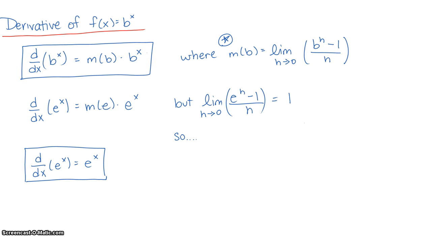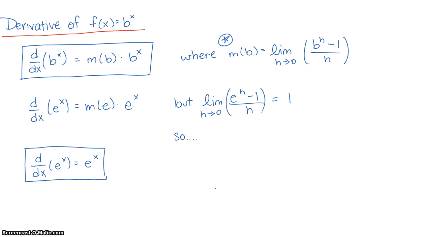Now we're going to look at the derivatives of an exponential. Now, there's a little side note here. We're going to come back to this in a couple of sections. If we have the derivative of any base to the power of x, we can actually solve it by finding this function m of b. M of b is defined to be the limit as h approaches 0 of b to the h minus 1 all over h, multiplied then by b to the x.